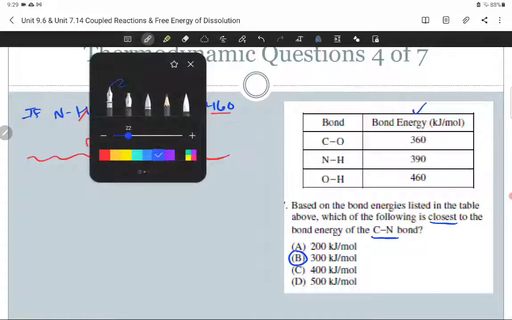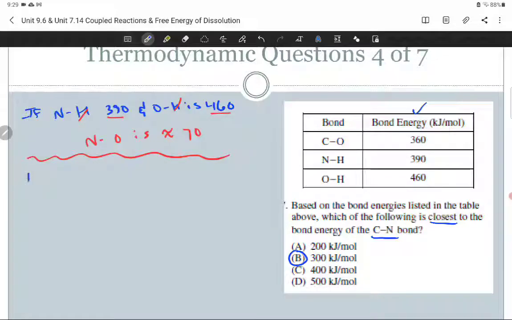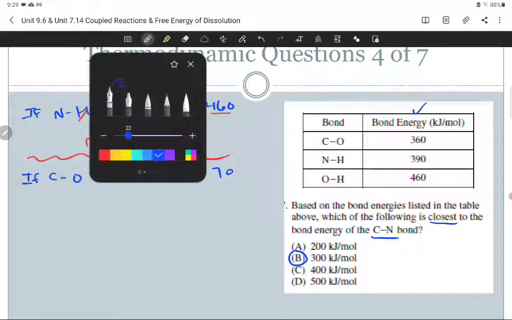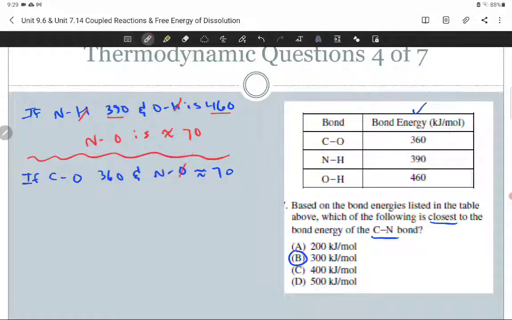Let's go with another if. If the C to the O is 360 kilojoules per mole, and that N to the O is about 70 kilojoules per mole, let's see if we can get another commonality here. We could figure out what the C to the N is. 360 minus 70 is about 290. And our closest answer to 290 is 300.